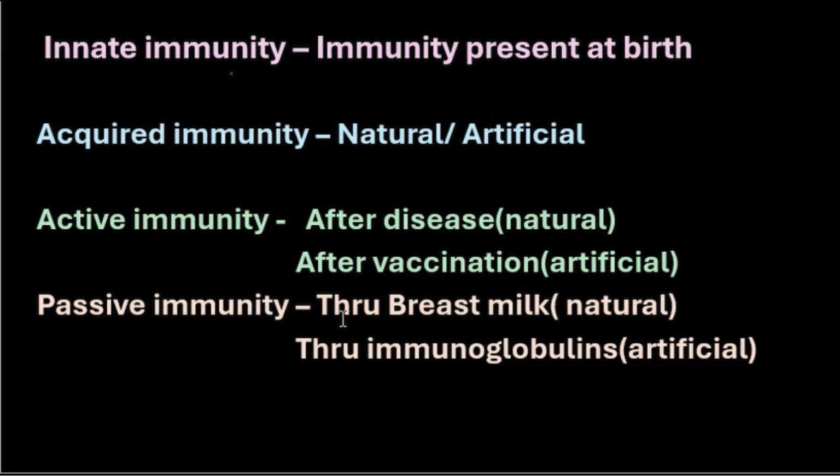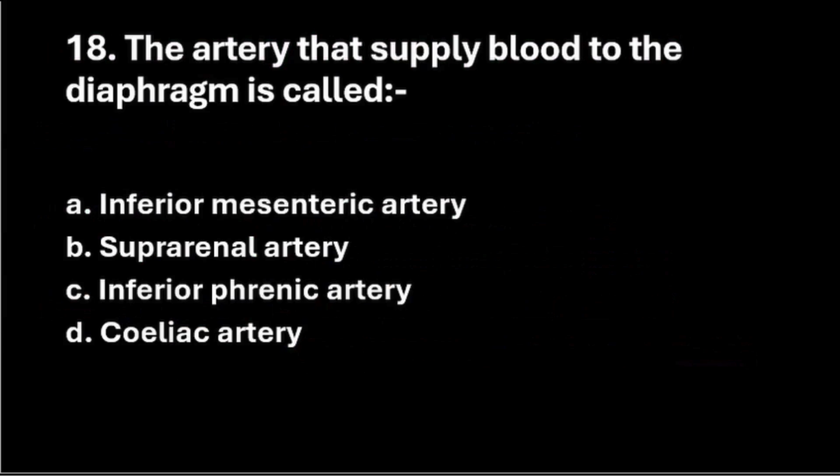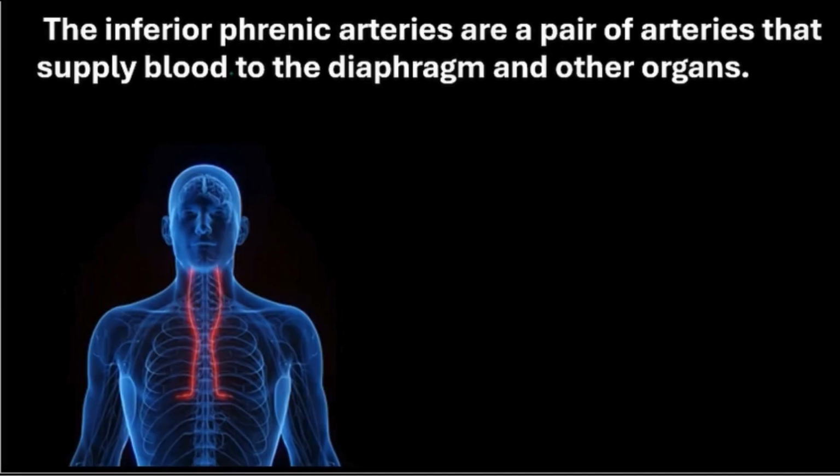Then passive immunity, that is the one we see in this question. Through breast milk, you get it naturally, and through immunoglobulin injections, you get it artificially. Next question. The artery that supplies blood to the diaphragm is called: option A, inferior mesenteric artery, option B, supracranial artery, option C, inferior phrenic artery, and option D, coeliac artery. Let us see the right answer. The right answer is inferior phrenic artery. The inferior phrenic arteries are a pair of arteries that supply blood to the diaphragm and other organs.